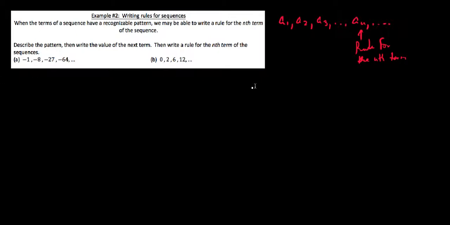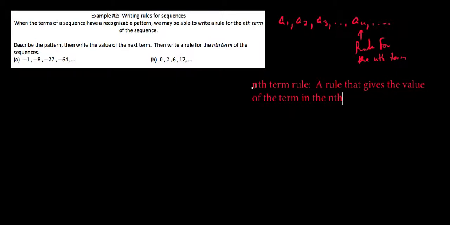So we're going to make sure that we write this out here. What do we mean by the nth term rule? It is a rule that gives the value of the term in the nth position. Basically meaning that as long as you know the position, then we know what we can plug into our function or our rule in order to find the value of that term. So our job is going to be to come up with an nth term rule here.